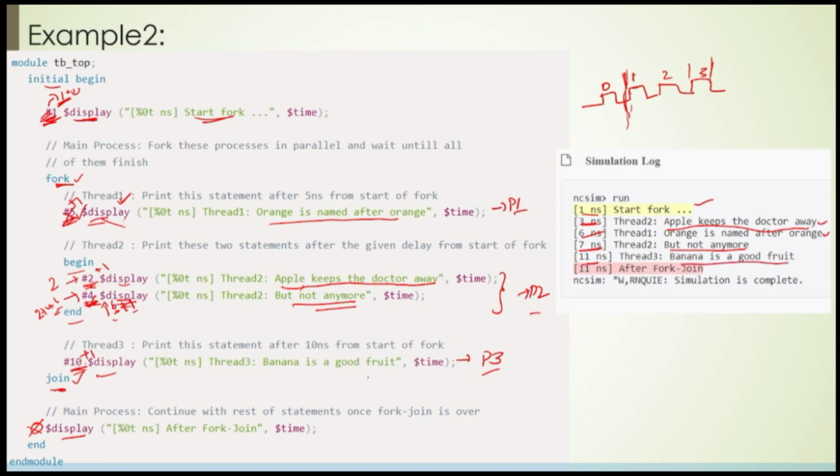Okay, banana is a good fruit which is executed, and at the same point of time the display after fork join is also executed, because I didn't give any time delay for this particular display unit. So as soon as the simulator comes out of this fork join, it will be executed after fork join. Got it? Hope you got what fork join is and how the execution takes place in fork join. Try to analyze two or three problems if they are available for you.